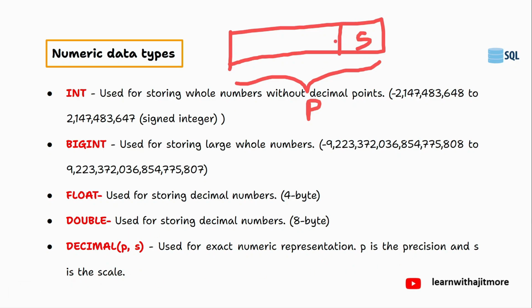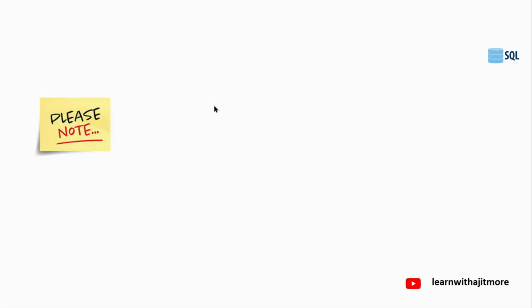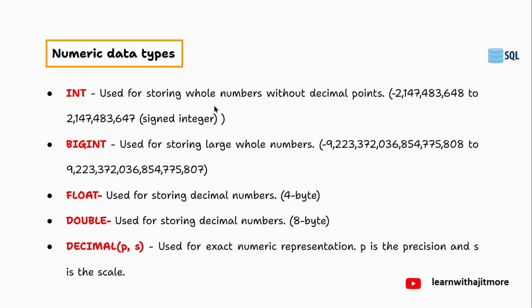So after the dot, how many digits? That is S, and the total is P. So these all come under the numeric category. Okay. Then we have the second category of data, that is the character category.